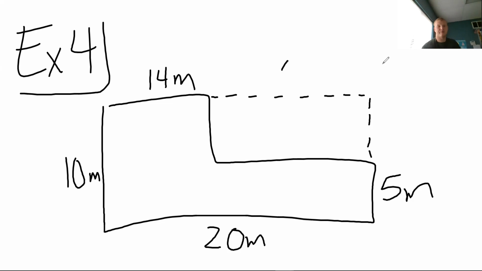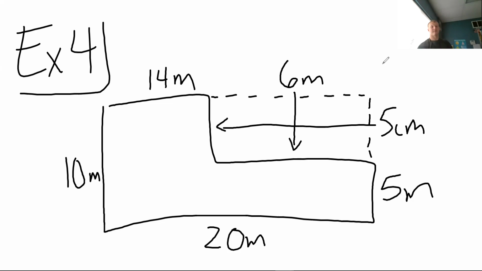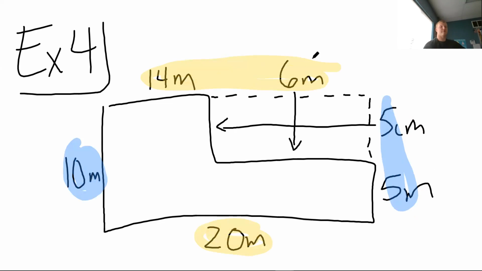So the missing side up here would be 6 meters, which is also that one right there. And then the missing one over here is going to be 5 centimeters, which is that one right there. Okay, that's 14 plus 6, which equals 20. And 5 plus 5 is going to equal 10. So those two match, those two match. 5 and 5 matches with 10. And from there, we would solve it out.